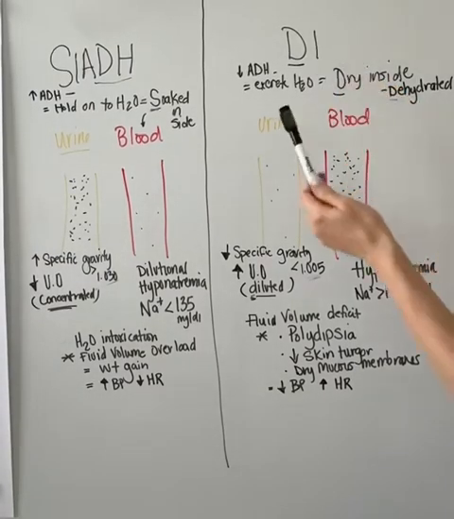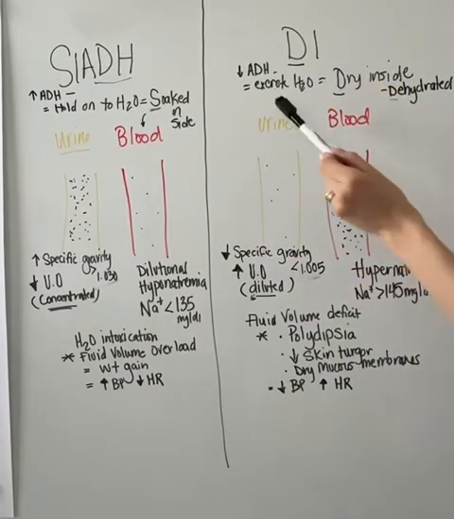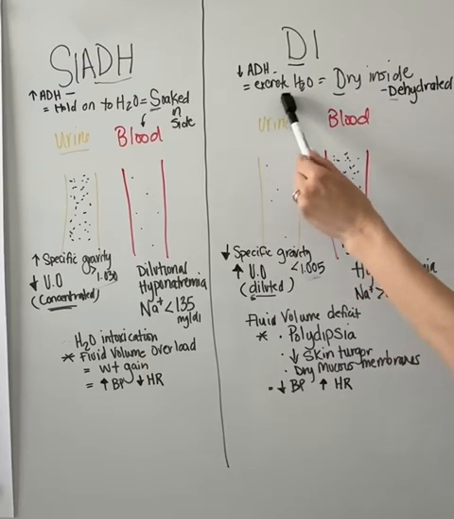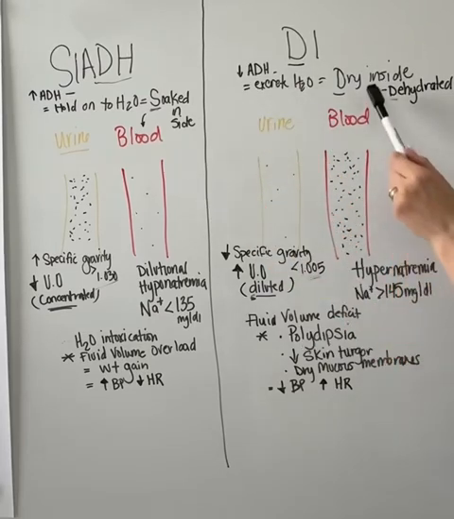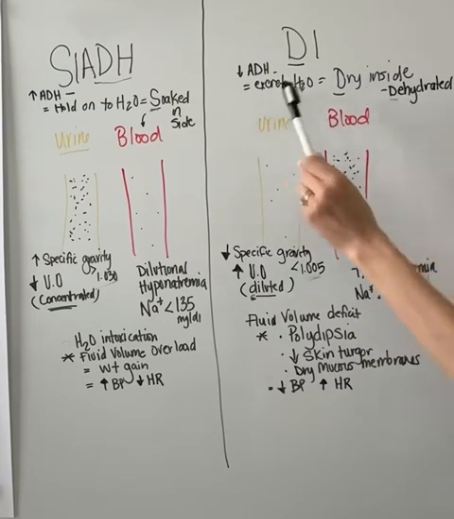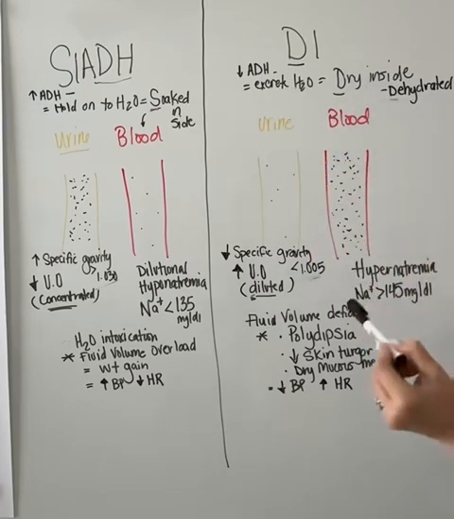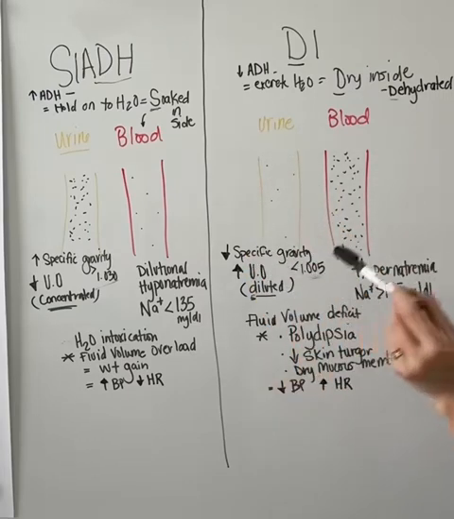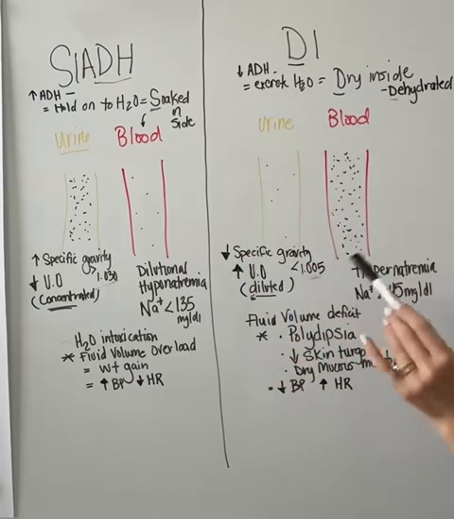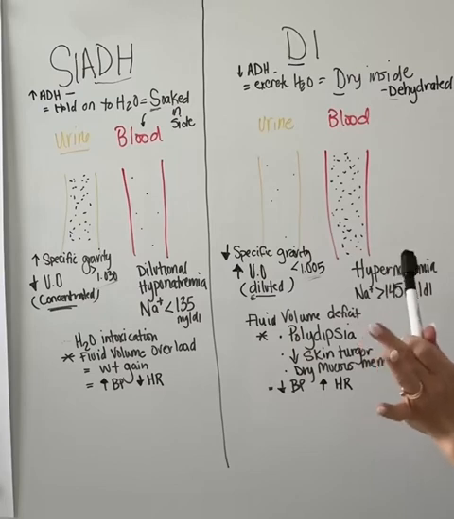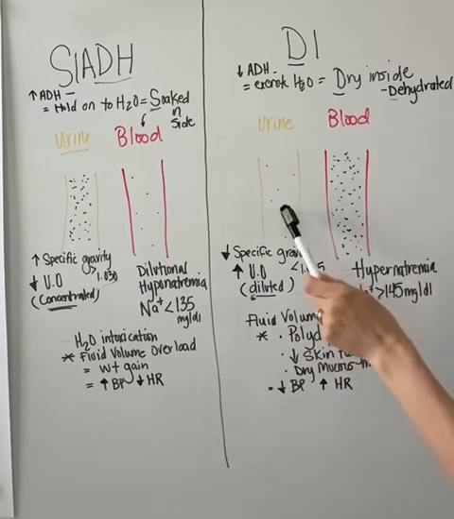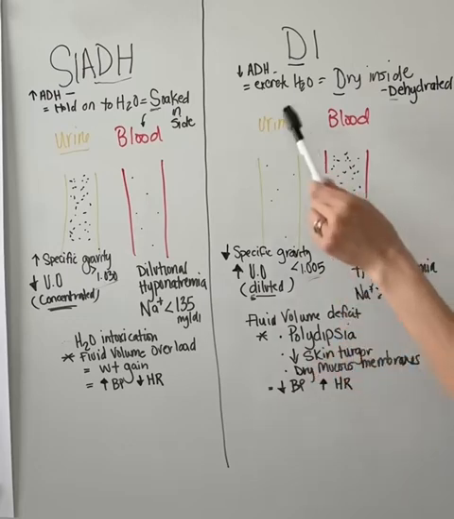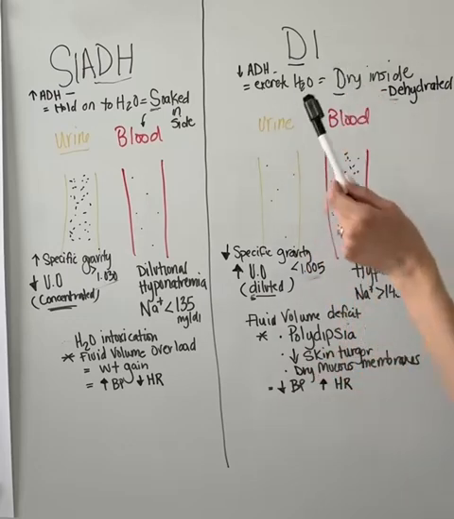Now in DI, it's going to be the opposite. So you're going to have a decrease in the ADH, the antidiuretic hormone. So instead of holding on to water, you're going to be dehydrated. You're going to be excreting a lot of water. And how you do that is through your urine. And you're going to have a very, very large amount of urine output, up to sometimes 20 liters a day. That's very excessive, but you're going to see a very big increase. If your patient all of a sudden starts to have a lot of urine output, you need to think DI.